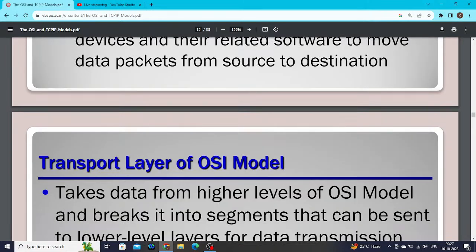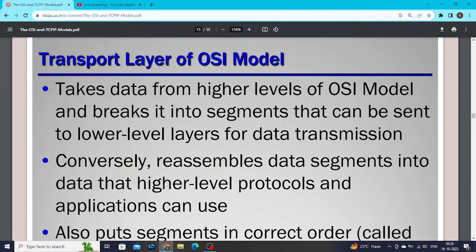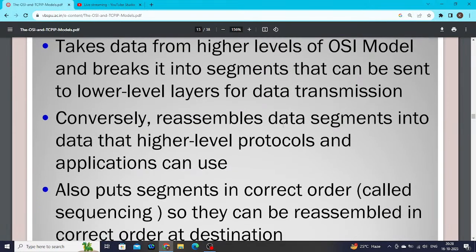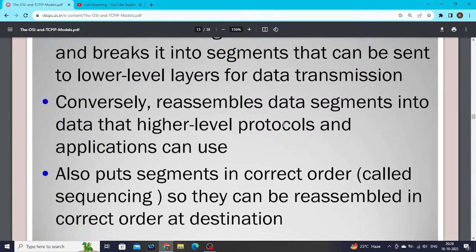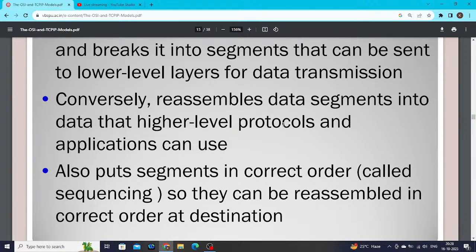Then your transport layer. The transport layer generally converts your data into segments, like your packets into segments, so that segments can be sent to the lower level layer for data transmission. Conversely, it reassembles data segments into data that higher level protocols and applications can use. It also puts segments into the correct order, called sequencing, so they can be reassembled in the correct order at the destination.